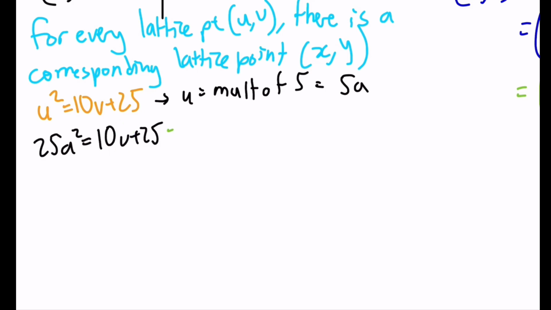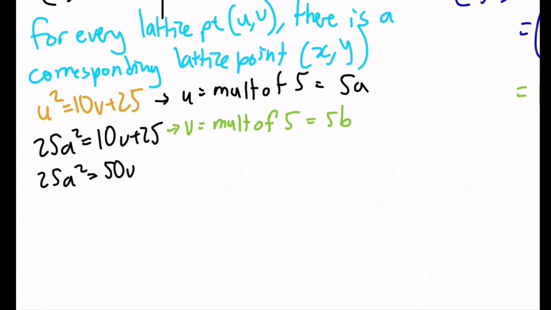So this means that v is a multiple of 5. Let's call this 5b, right? If we substitute 5b into 10v, that gives us 25a squared equals 50b plus 25. We can divide that by 25 to get a squared equals 2b plus 1. So since a squared equals 2b plus 1, this means that this is odd. So a squared is odd. That means that a is also odd, right?